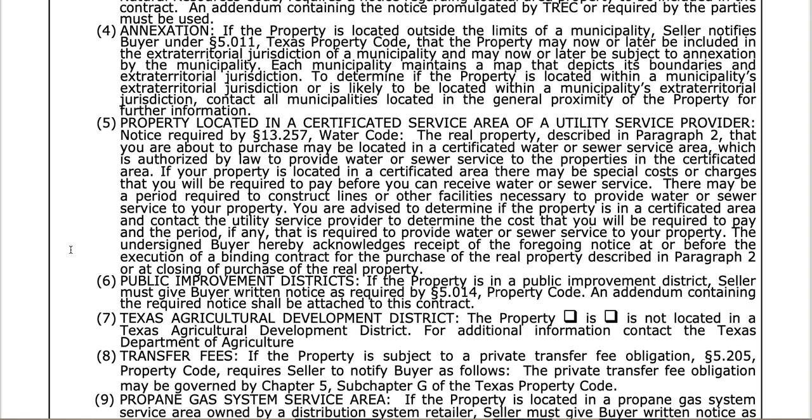Once again, in rural areas, there may not be water or sewer readily available, so there may be a utility service provider out there, and you need to be aware of that and make sure your buyer understands there could be a cost to get water or sewer there. Once again, you have to look up the Property Code and 13.257 Water Code. Get familiar with this stuff, so that's very important to understand.